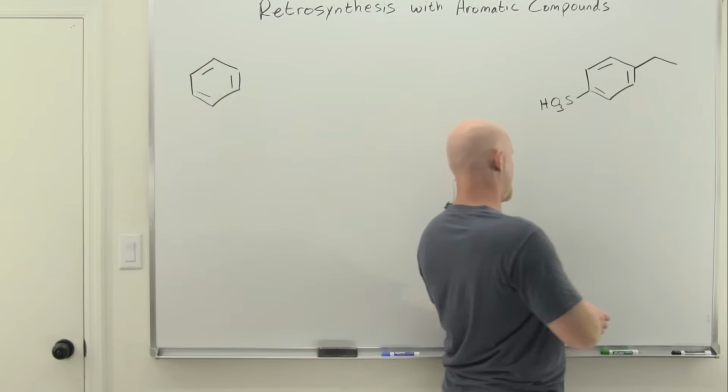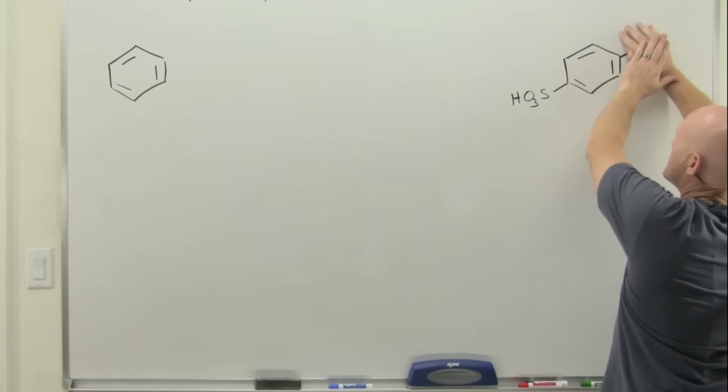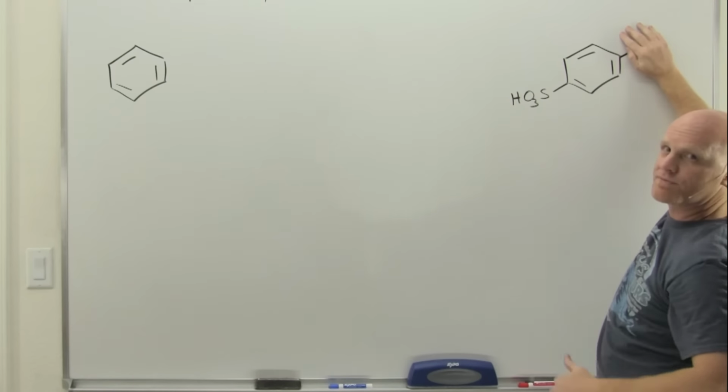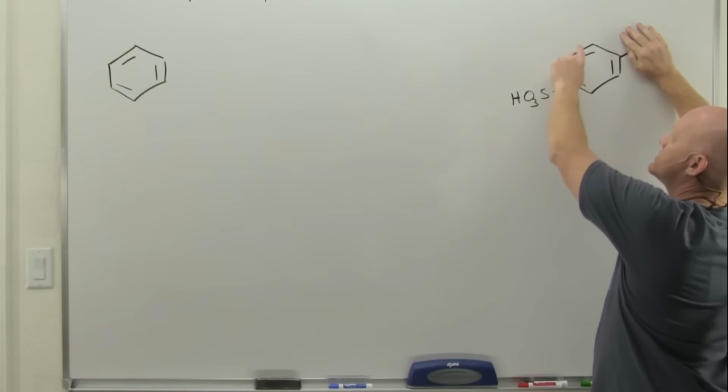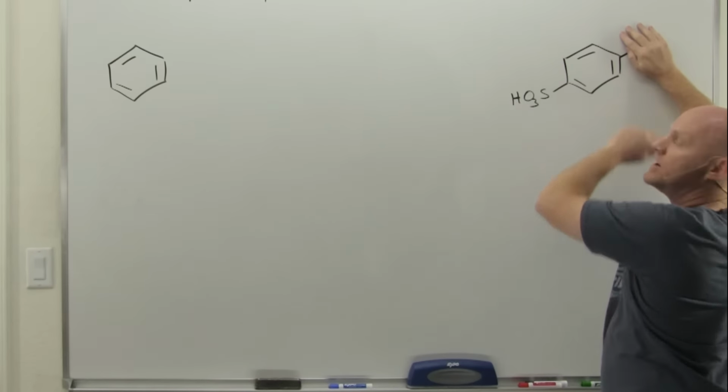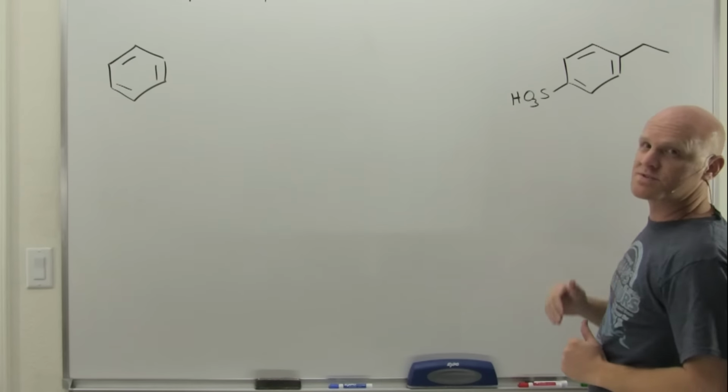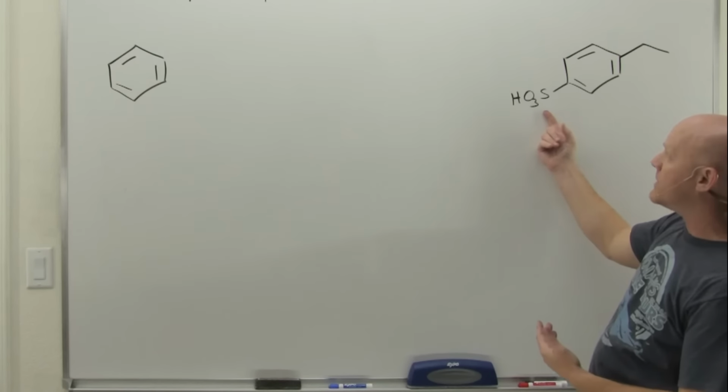If, let's say, I added the sulfonate group first, so I'll cover up the ethyl group. If I added the sulfonate group first, where would it direct the second substituent to go? Well, it's a meta director, so it would direct it either to this position or this position, which is definitely not where we want the second substituent to end up. So we probably don't want to put it on first.